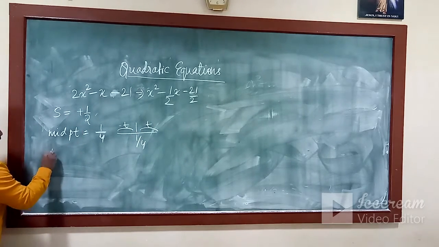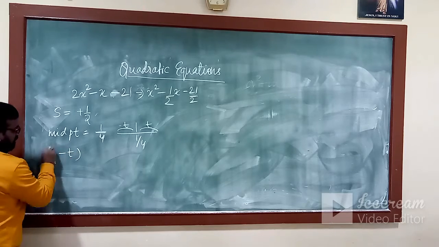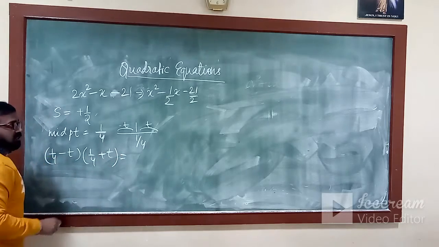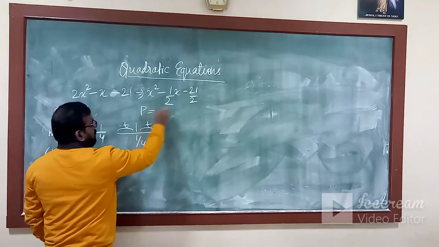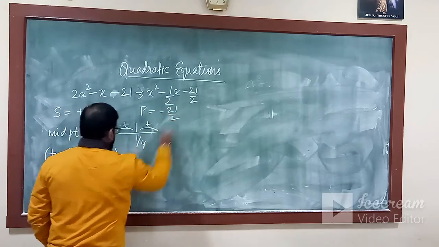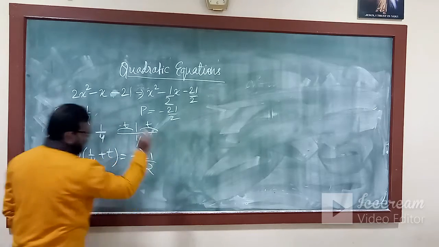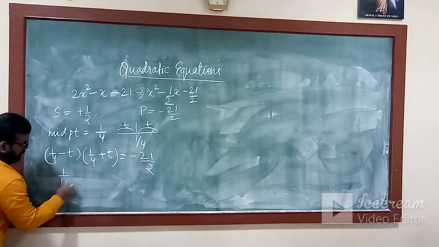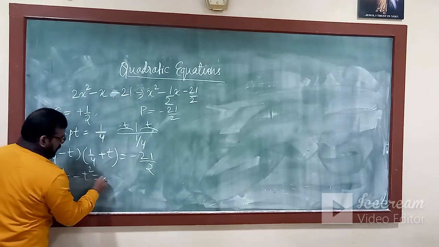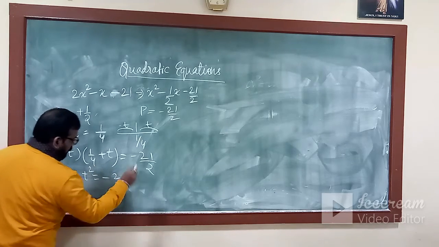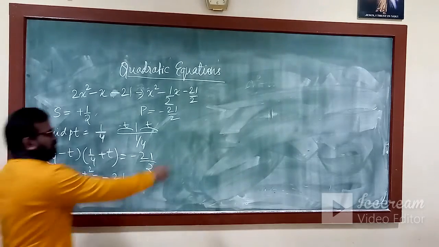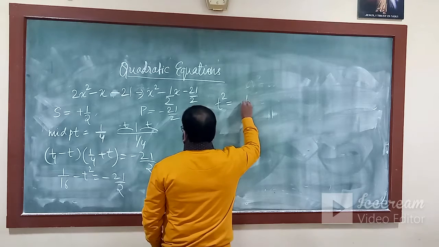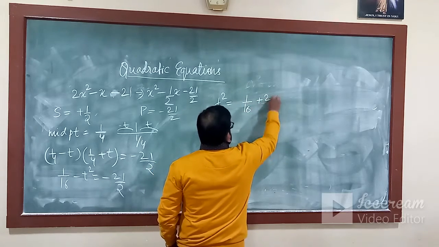So what can I do? 1 by 4 minus t, 1 by 4 plus t, and what is the next information? That is the product. Product is how much? Minus 21 upon 2. So when you solve, you will get 1 upon 16 minus t square equal to minus 21 upon 2. So what is t square here? T square is 1 upon 16 plus 21 upon 2.